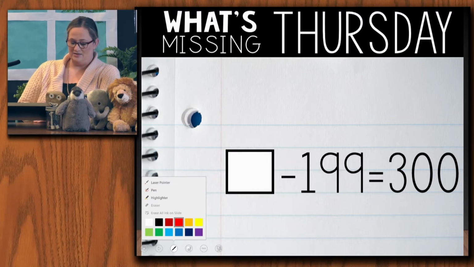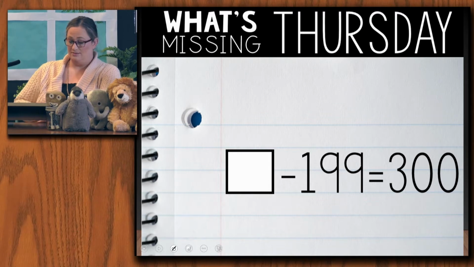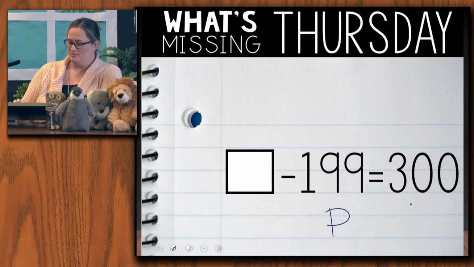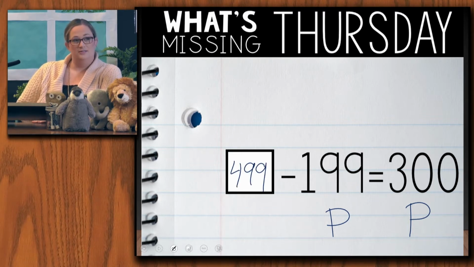What's missing Thursday? So, friends, what's missing? How do we figure it out? Well, what do we know? Yeah, we know a part and a part. We know two parts. What do we do? Put them together. What's our answer? 499. See how easy that is?